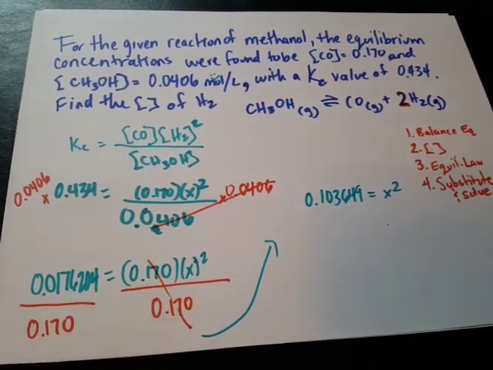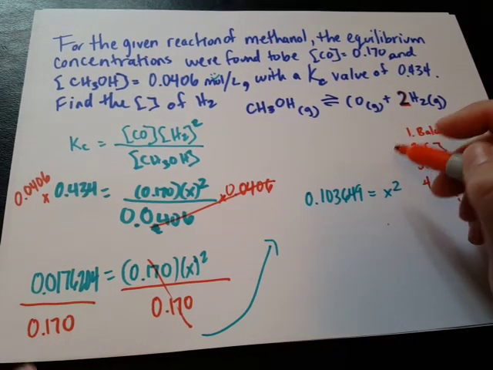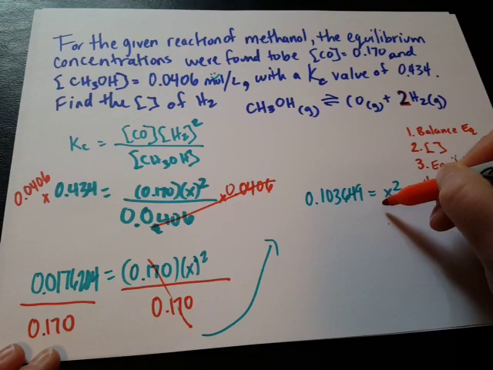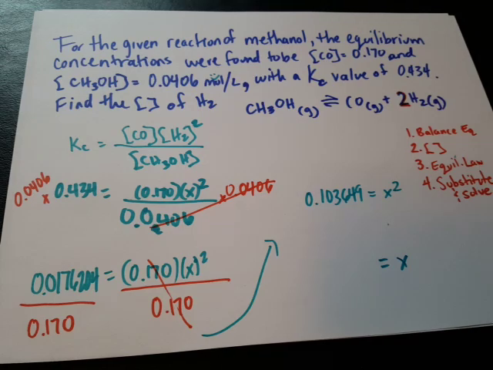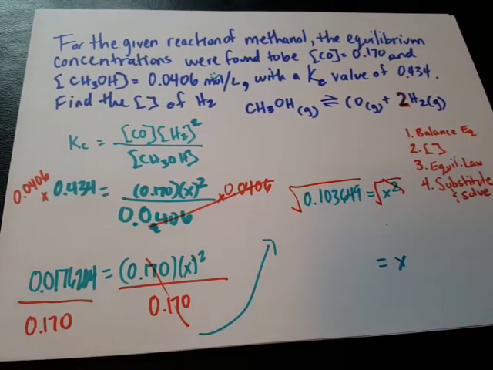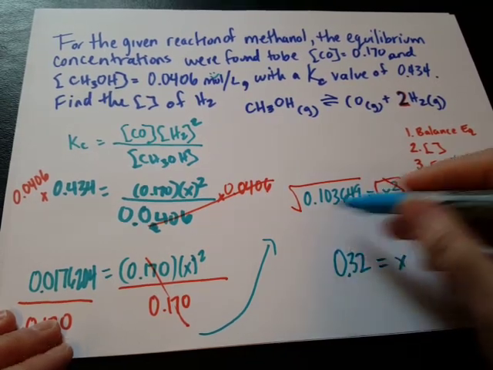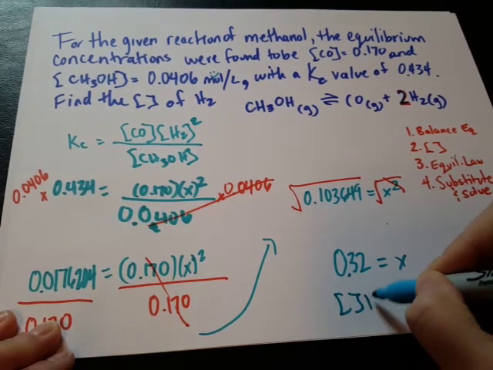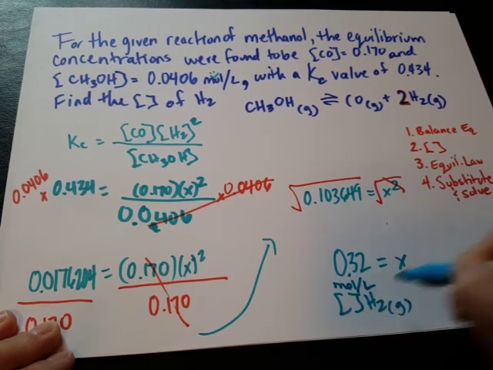And now I'm left with x squared, which is not the final answer. We still need to have one more math step or math move, because this is x times x. So in order to find 1x, we're going to have to do the opposite of squaring, which is square root. So we'll take the square root of both sides. And we'll get something like 0.32, which is the concentration of the H2 gas. So moles per liter at equilibrium.